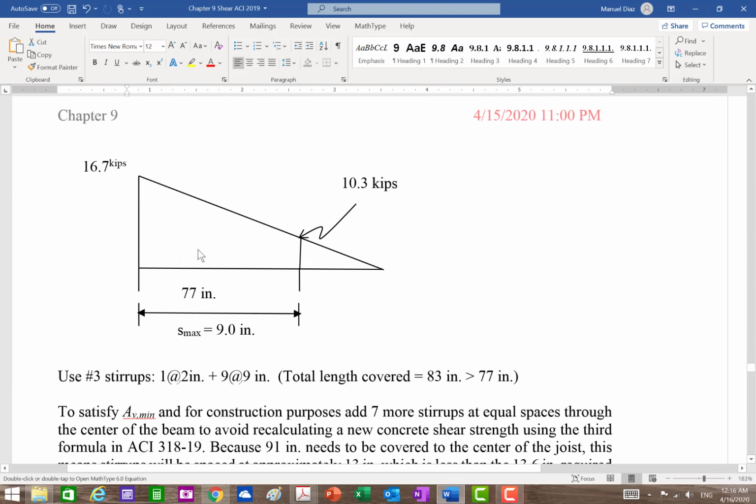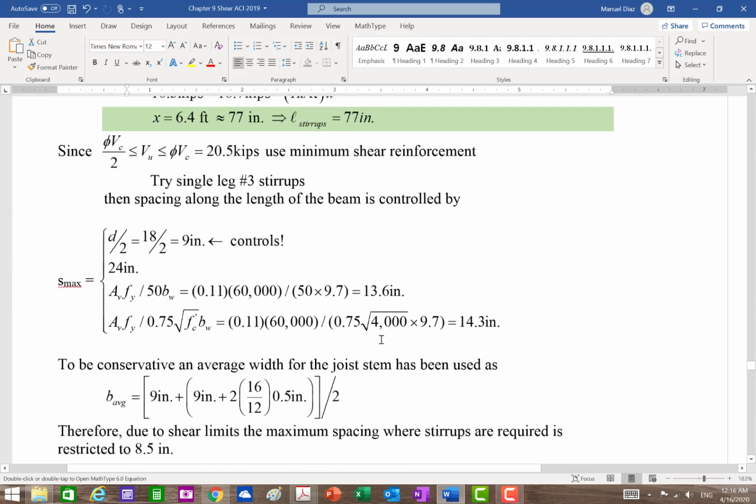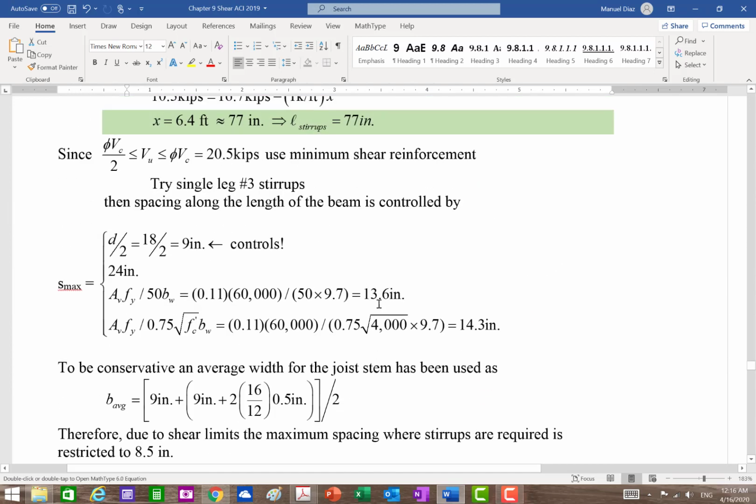and now I'm going to use number 3 stirrups, 1 and 2, and 9 and 9, and again that covers a length of 83, which is greater than 77. Right? For construction purposes, I need to put more stirrups, right, such that the spacing of 13 inches, which is the spacing corresponding to A_v minimum, is satisfied.